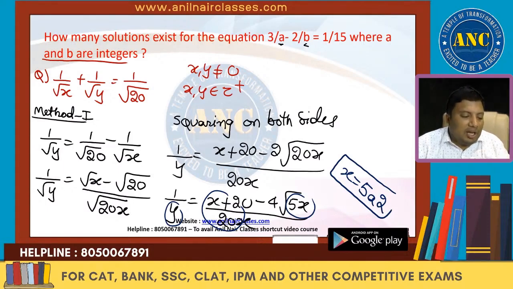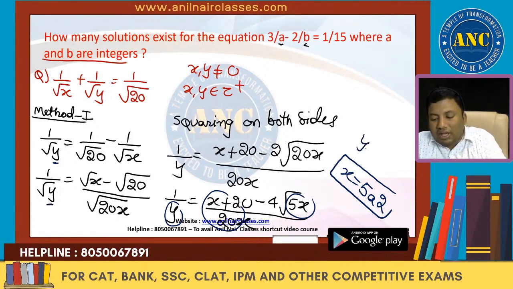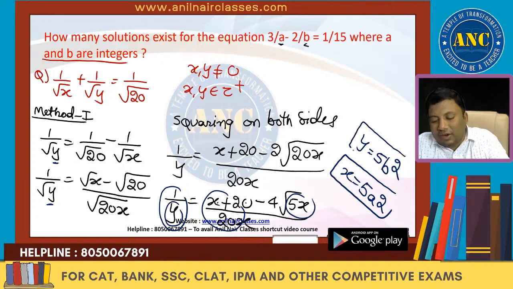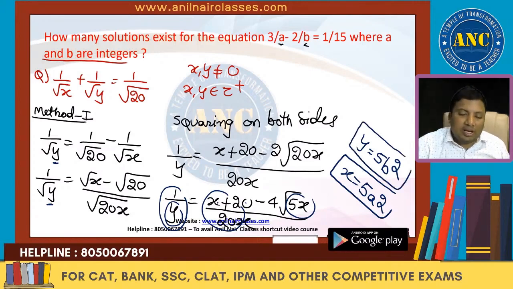Now similarly, instead of y, if I keep x, this will be y. Y is nothing but 5b square. I hope it is clear. This is an integer, under root of 5x. One 5 is there inside, so another 5 should come, because it is an integer, so under root it should be a perfect square. X is 5a square, y is 5b square.